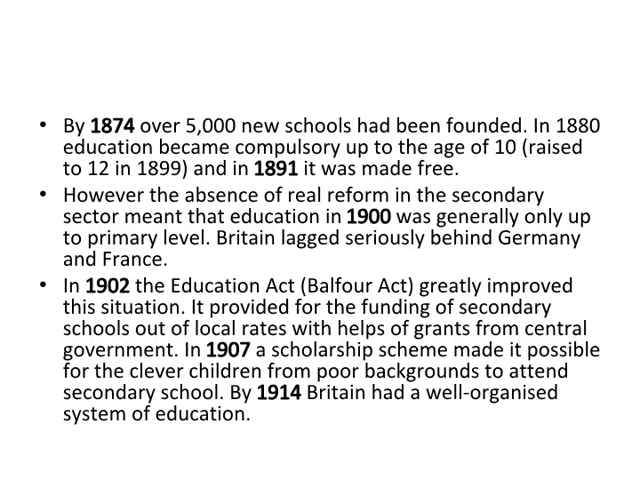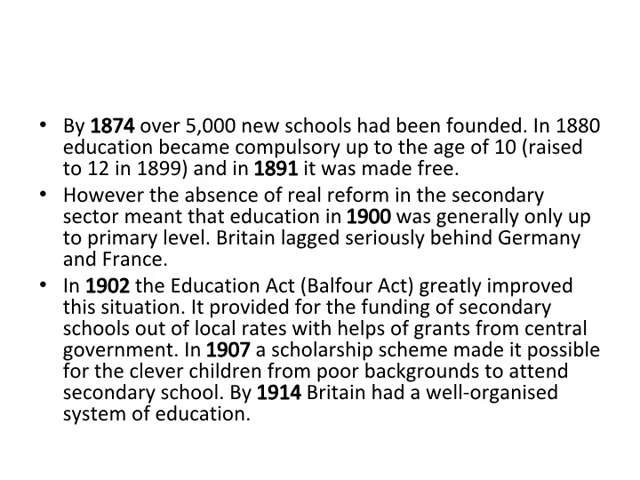By 1874 over 5,000 new schools had been founded. In 1880 education became compulsory up to the age of 10, raised to 12 in 1899, and in 1891 it was made free. However, the absence of real reform in the secondary sector meant that education in 1900 was generally only up to primary level. Britain lagged seriously behind Germany and France.